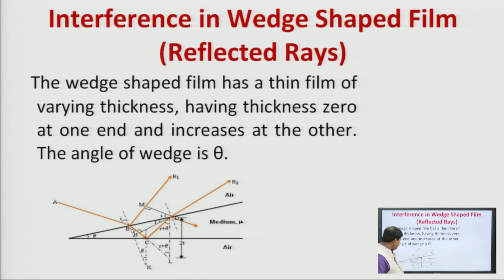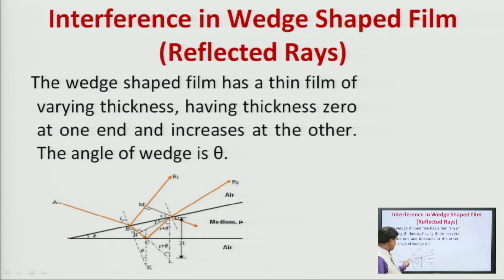See the wedge shaped film: at the point of contact the thickness of the film is 0, and the thickness of the film increases as we move from one end to the other end. Light of wavelength lambda from a monochromatic source is incident at an angle i as ray AB.